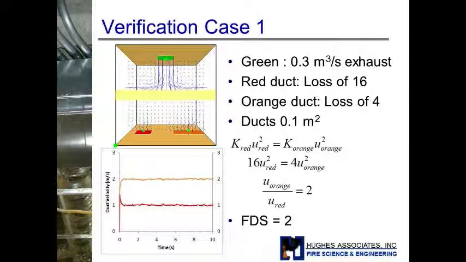So in this simple case, this green duct is injecting air into the system at 0.3 cubic meters per second. We have two inlets in the bottom, and in one case we have a loss of 16 in the duct for the red, and a loss of 4 for the orange duct. If you look at the momentum conservation equation, we would expect the ratio of the orange to the red to be 2 in terms of velocity, and we see that the predictions are indeed that case, that the average flow through the orange duct is 2 and the average through the red duct is 1, giving us the correct ratio of speeds.